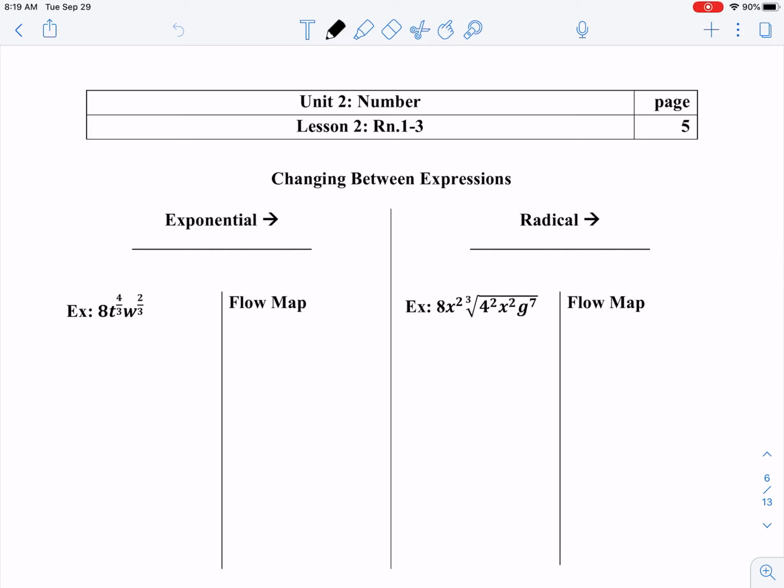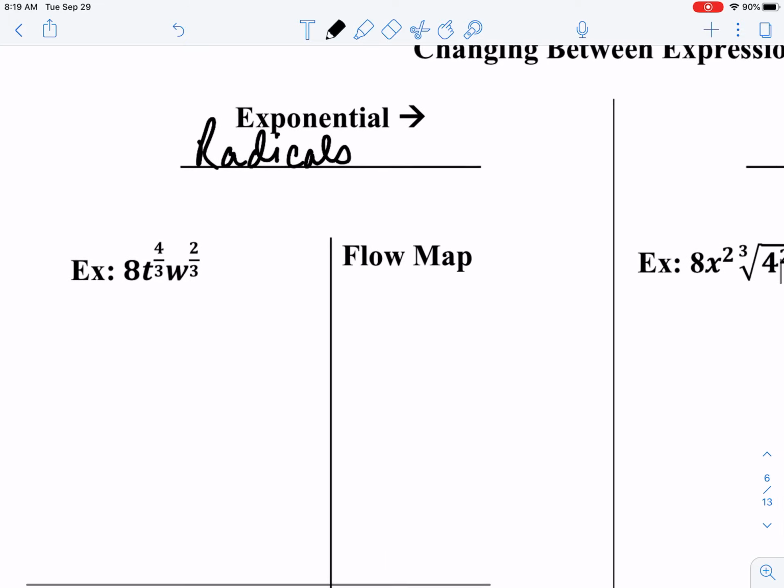In this video, we're going to look at changing from exponential to radicals. All right. The first thing I suggest you do is separate all of your pieces. So we have 8. We have t to the 4/3. We have w to the 2/3. Okay. If your number or any piece is not raised to an exponent, it's going to go outside of the radical.